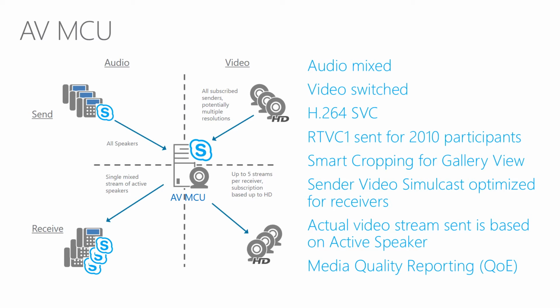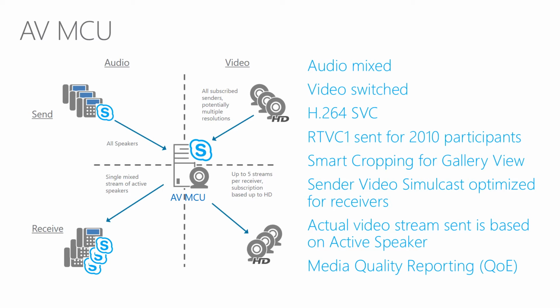In addition, the MCU is responsible for smart cropping. Smart cropping is the manipulation of a video stream to a square aspect ratio centered on the user participating. This square aspect ratio is of course critical to the inclusion in the gallery view, which includes up to 5 video streams. The sender video simulcast is optimized for receivers.